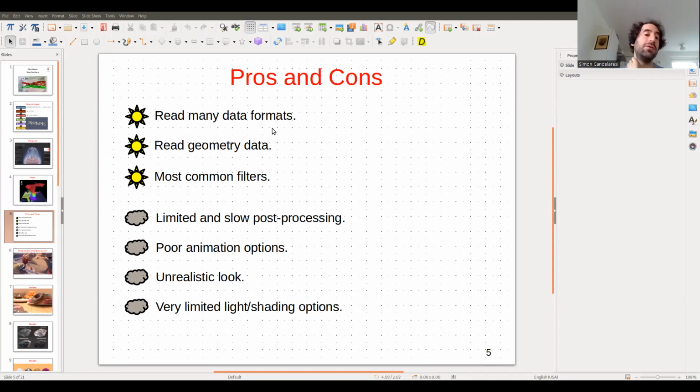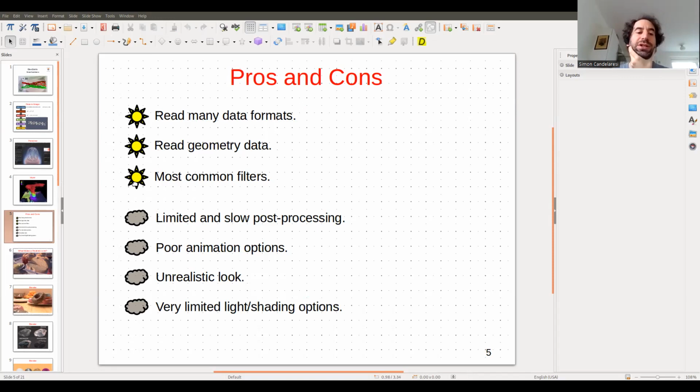Now, some of the pros of programs like ParaView: you can read many data formats, VTK, HDF5, and whatever. You can even read geometry data. People who do fluid dynamic simulations with planes have their vector fields with the velocity, but they also have the geometry data of the plane, which is kind of neat. They also have a lot of filters like streamlines, isosurfaces, volume rendering, slices, all the stuff you want.